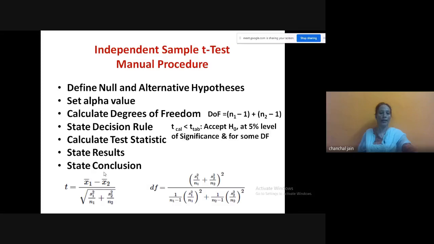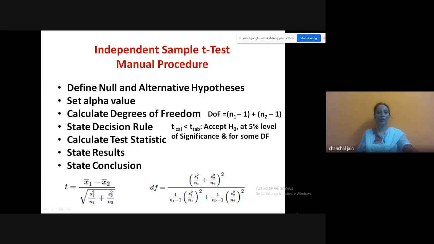So the second formula is this: when the standard deviation of the two groups is different, meaning for the male group you get one standard deviation and for the female group you get a different standard deviation, then this would be the formula for calculating t, and this would be the formula for calculating the degree of freedom. In the previous case the formula for the degree of freedom was only n1 plus n2 minus 2, but when the standard deviations of the two groups are different, this particular formula changes, and this one is applied to calculate the degree of freedom.